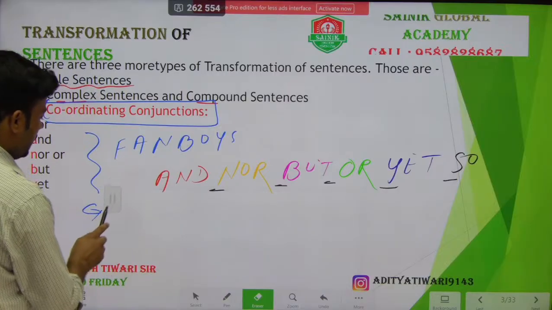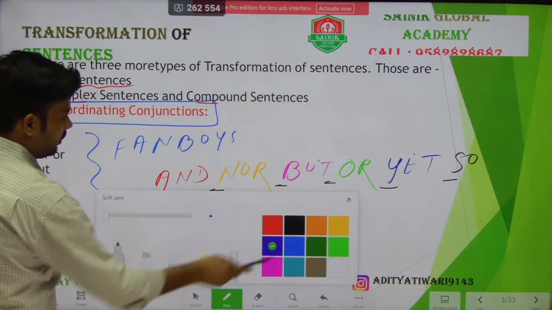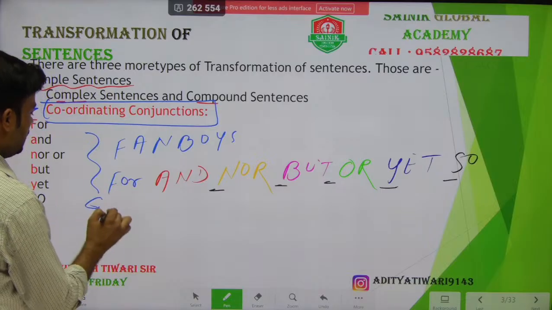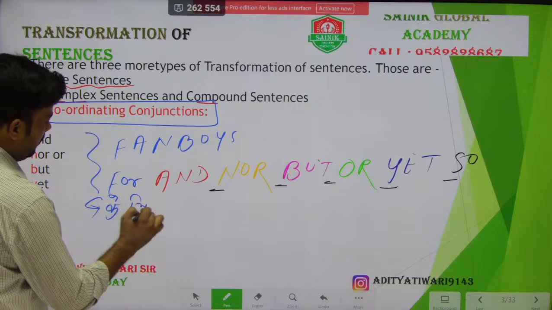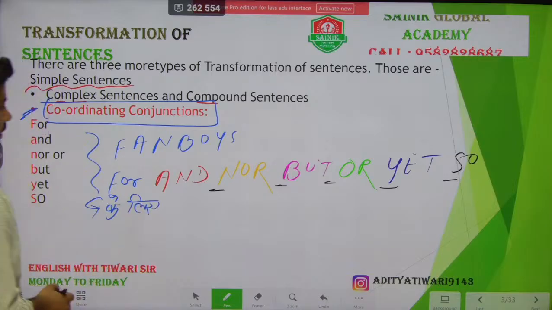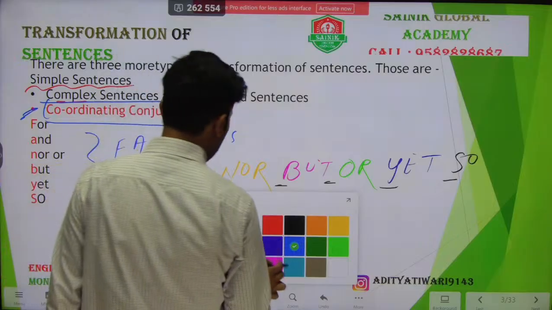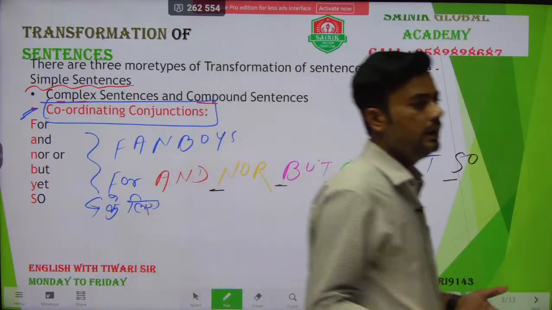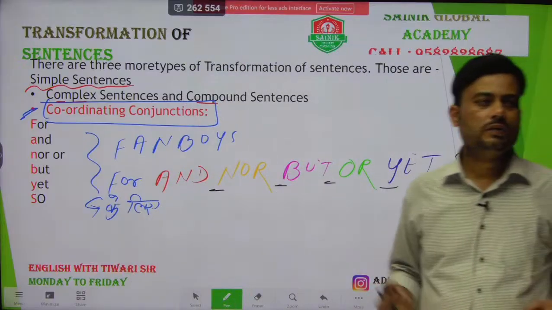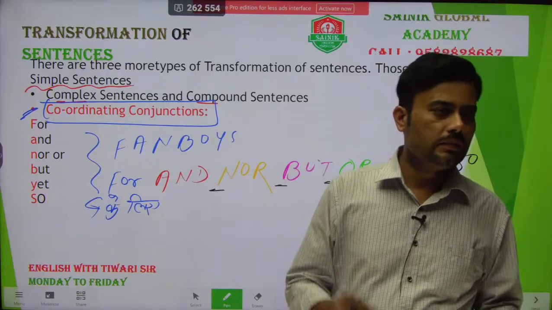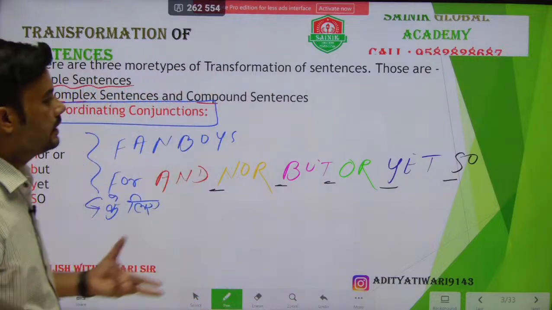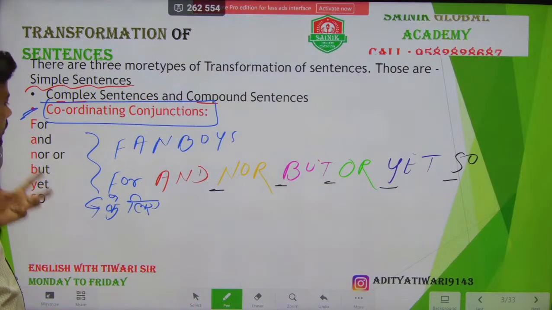Let me write this once again. For means "के लिए". It is a preposition but also comes in conjunction. And you already know, and means and. Nor means "दोनों में से कोई नहीं". Or means "या", we select one from two. Yet means "अभी तक, अब तक". And so means what? "इसलिए". So these are the part of FANBOYS, and also the part of coordinating conjunctions.